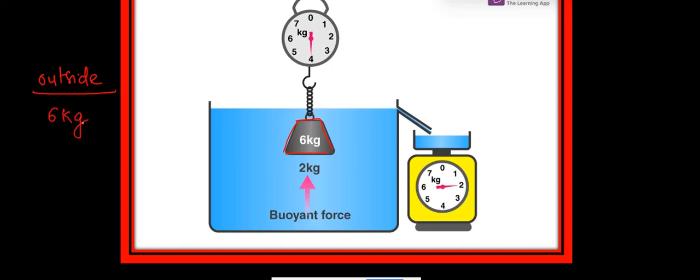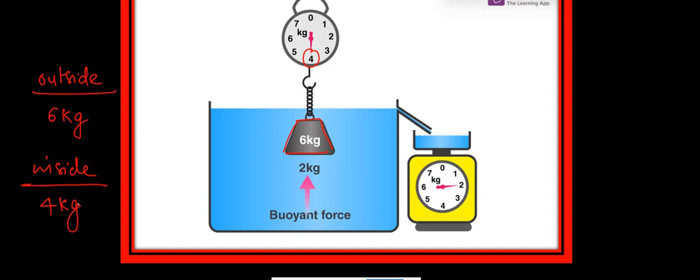Now let us take the same stone and keep it into a beaker containing water. Then what was the weight observed in the spring balance? When it is inside the water, how much weight have we observed? 4 kg. What happened to the remaining 2 kg weight? Why are we not seeing that 2 kg weight? Why does it disappear?